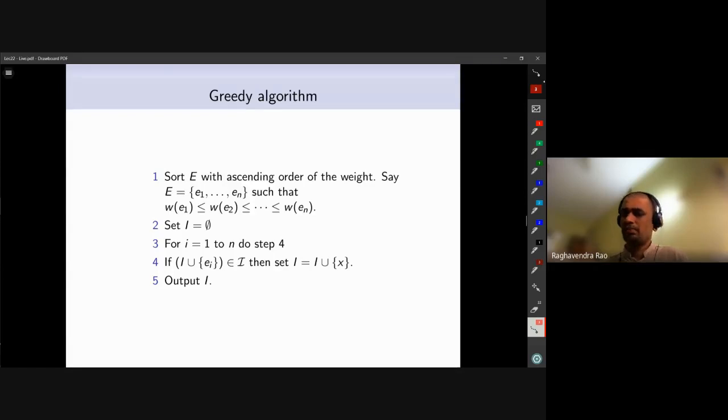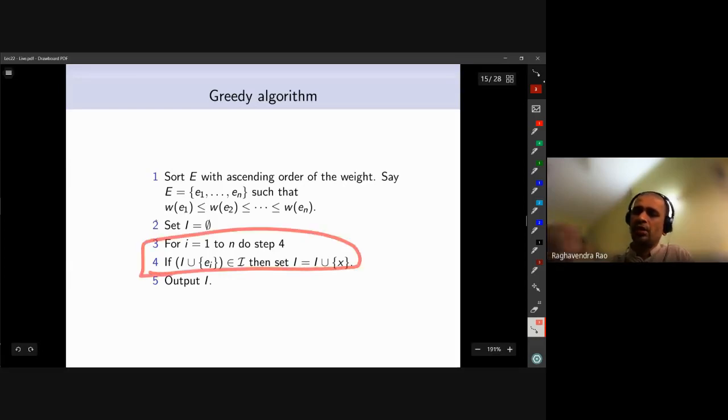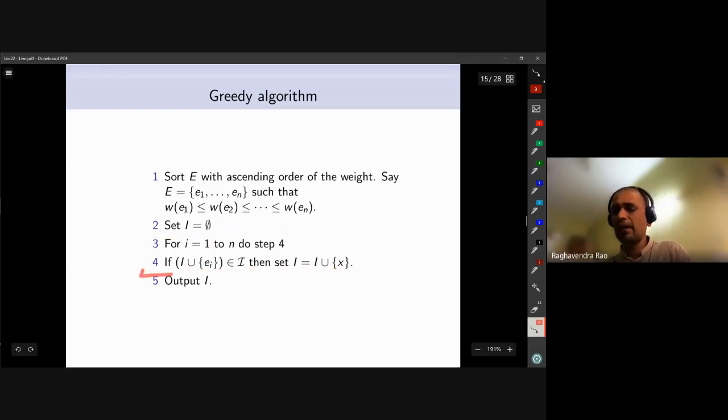Now the procedure is pretty much the same, but the only thing is we are trying to add elements in this order. That's it. Start with the empty set. For i equal to 1 to n, if I union ei is an independent set, then update I to be this. At the end of this iteration, you would have built an independent set which is possibly maximum or maximal. So that's output I.